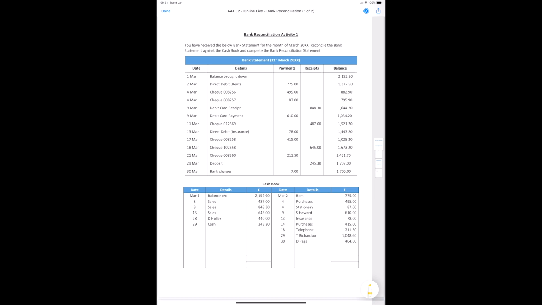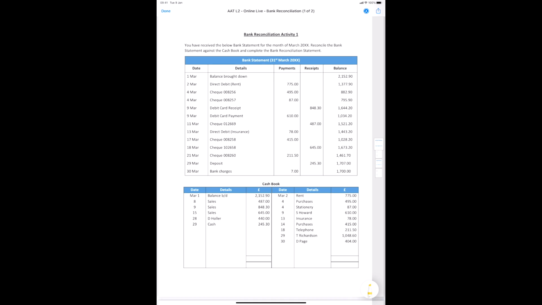So we're going to look at the first activity. We've got two activities today. They're both fairly similar, but the second one is going to highlight some other differences which you need to be aware of. So we'll do a run through of the first one and then look at those key differences within the second activity. A typical question you might have would be the following. You've received the below bank statement for the month of March, and we need to reconcile the bank statement against the cash book and complete the bank reconciliation statement.